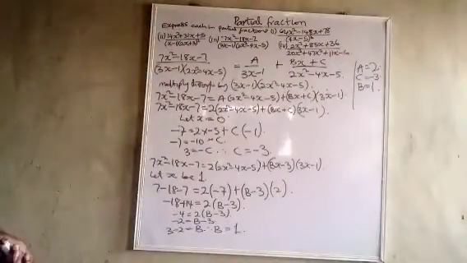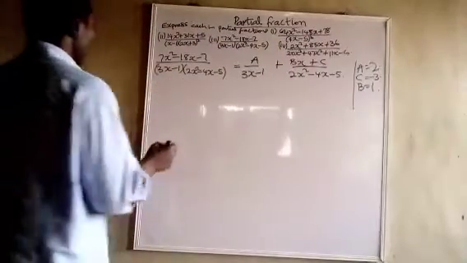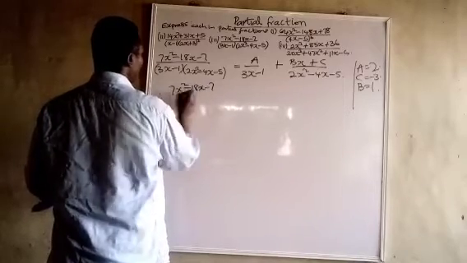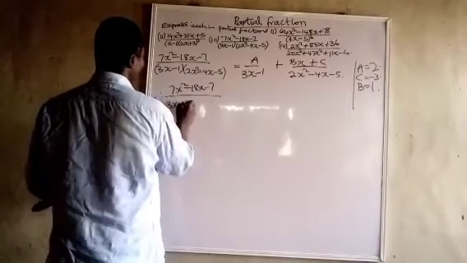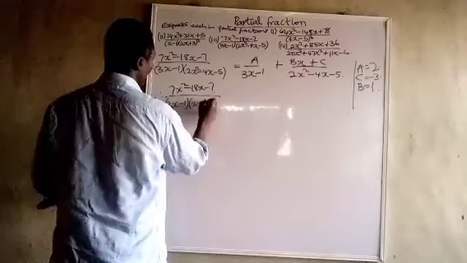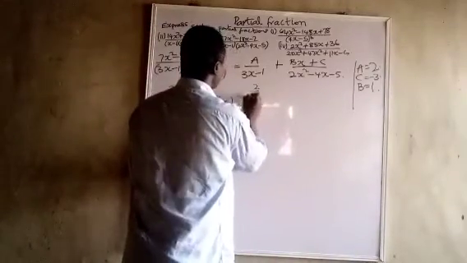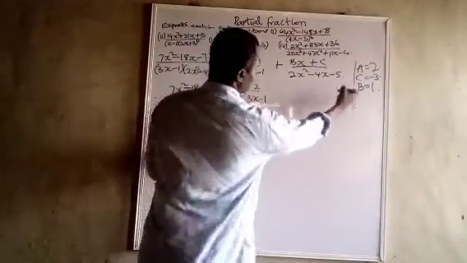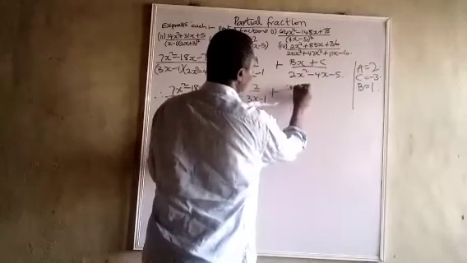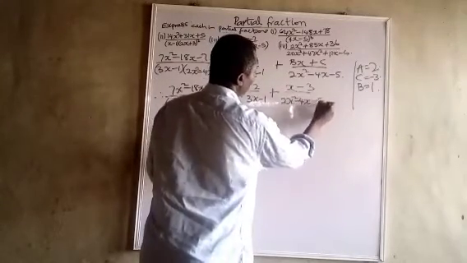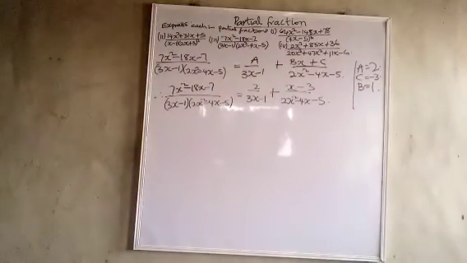Therefore, the expression 7x squared minus 18x minus 7 over 3x minus 1 into 2x squared minus 4x minus 5 can be expressed as 2 over 3x minus 1 plus x minus 3 over 2x squared minus 4x minus 5. So simple. You can also use the other technique.